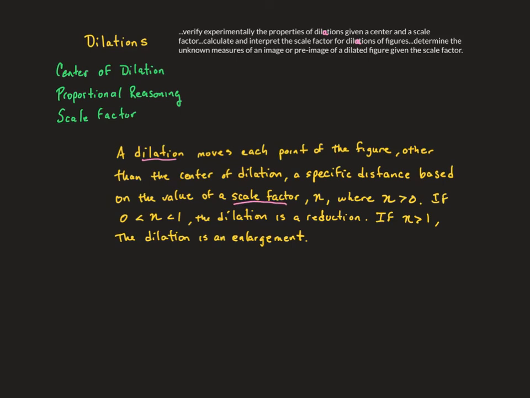If the scale factor is greater than 0, okay, and if it is in between 0 and 1, it's going to be a reduction because that's taking a portion. But if it is greater than 1, it's going to be an enlargement. So there you have it, working with dilations using the formal proportions, identifying the center of dilation, and of course the growth or reduction factor.